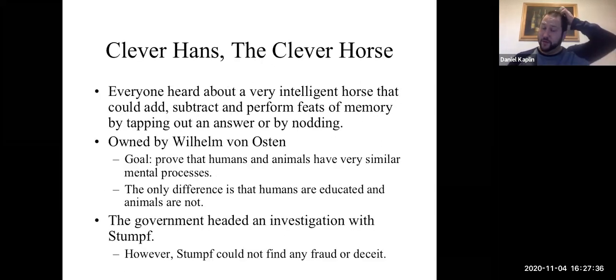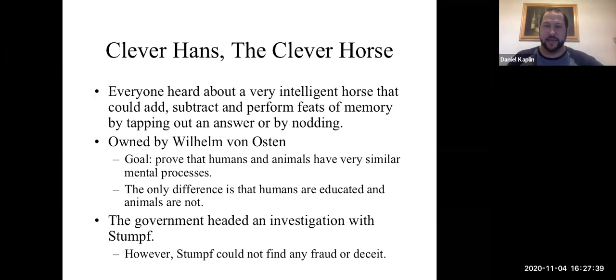So for this, I'll give you a history of psychology example. There was this famous study in Germany where they had this horse that seemed to be very, very brilliant, an intelligent horse that could add, subtract, do multiplication, division, did memory, and it answered questions by tapping and nodding its head. And its owner, Wilhelm von Osten, was like, see, animals have intelligence. Animals could do cognitive processes.